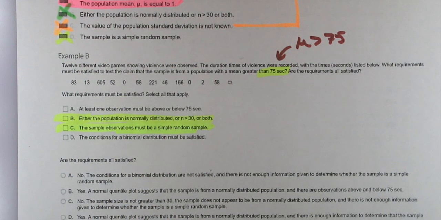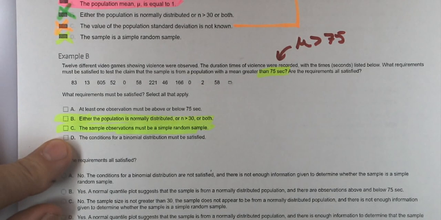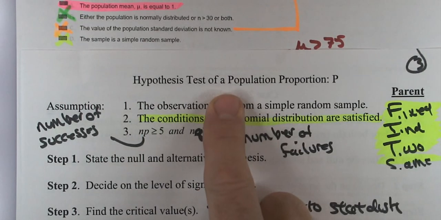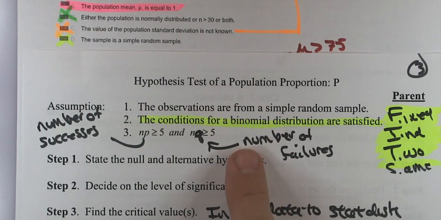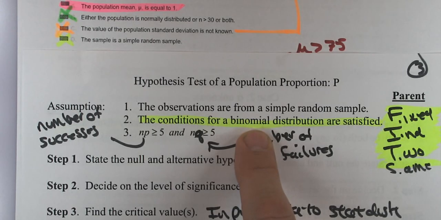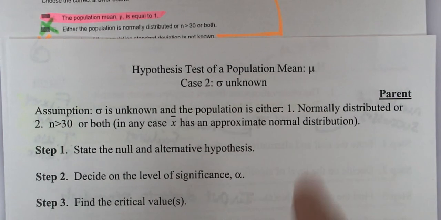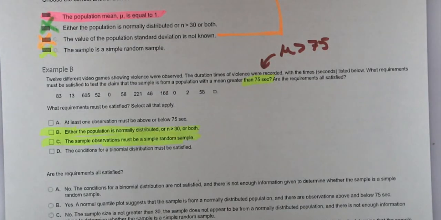And Ryan, how about the last one? The conditions for a binomial distribution must be satisfied. Is that one of the things we need to satisfy here? Yeah. It would be if we were doing a hypothesis test for a population proportion. Then you would have to have the conditions for a binomial distribution satisfied. But we're doing one for a population mean, so those are the only conditions that need to be satisfied. All right, no worries. I mean, you actually learn a lot when you make a mistake, myself included.